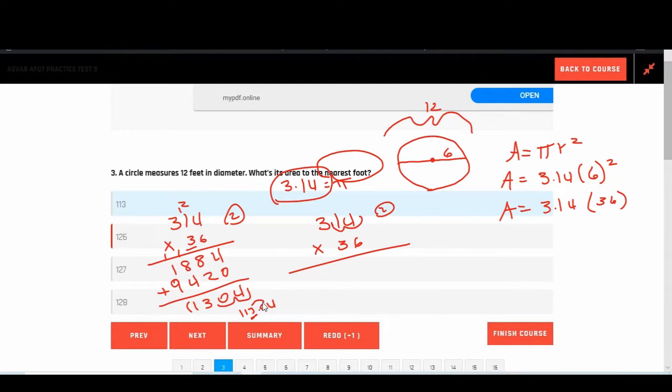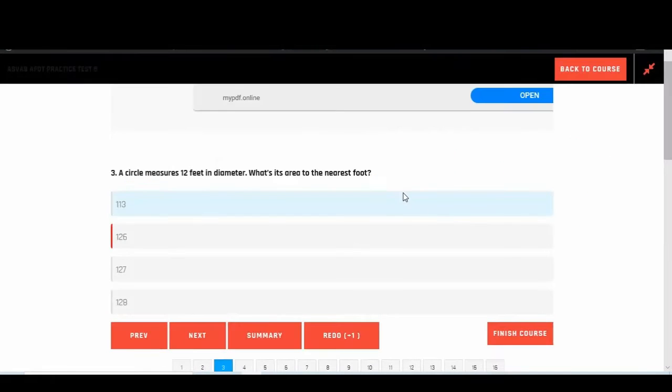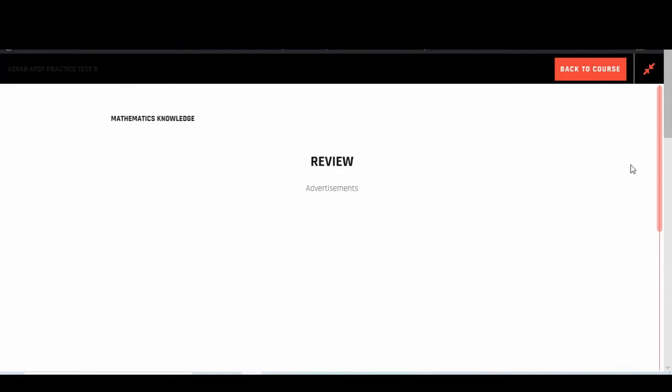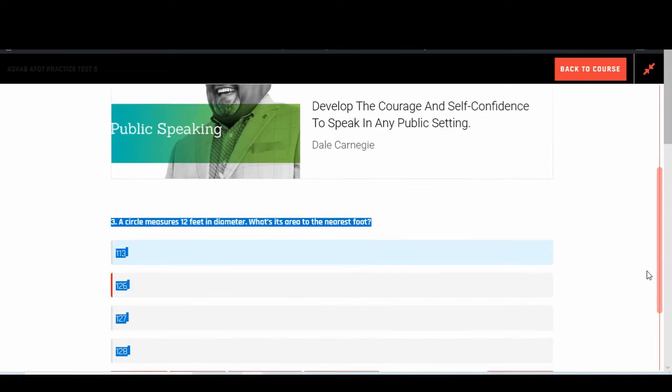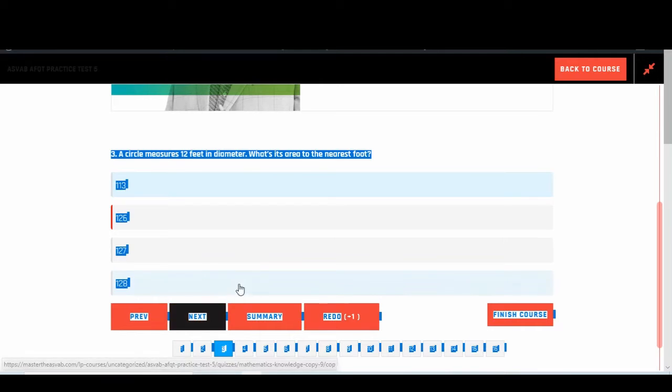So we look at this 0, and this 0 prompts us just to round down to 113 feet. So the area, when rounded, is 113 feet. Okay, so that's that one. Let's go ahead and move on to the next one.